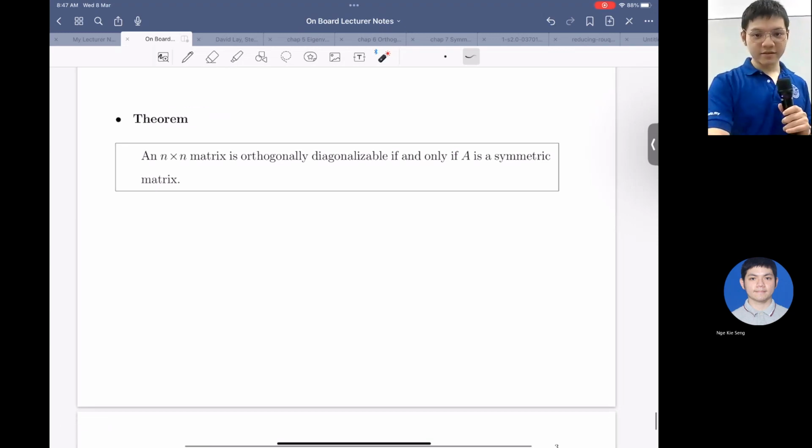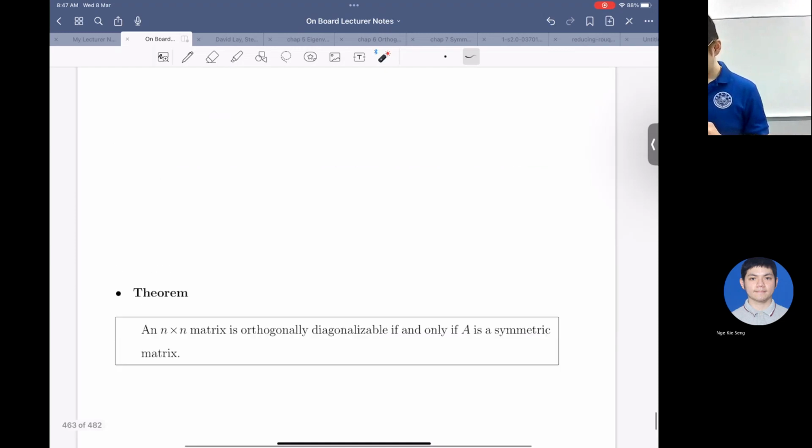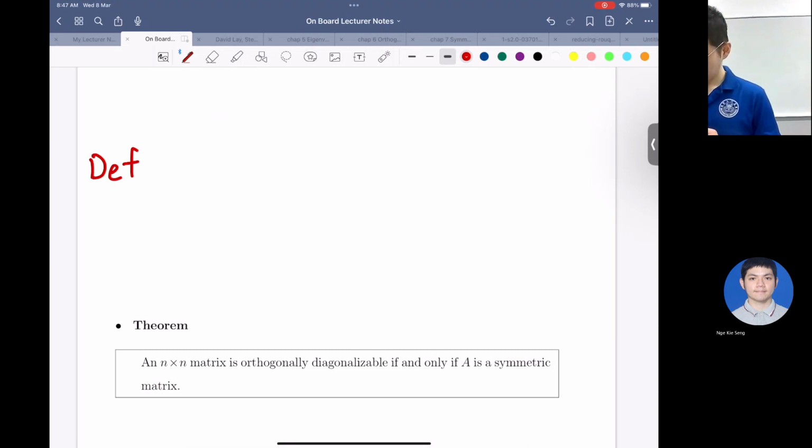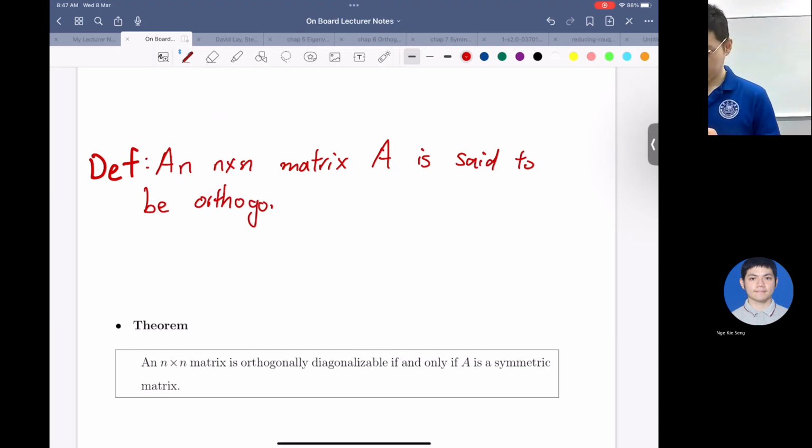So the next theorem is this. I think I should define orthogonally diagonalizable first. Okay, let's define this before we talk about this theorem. So, definition: an n by n matrix, so a square matrix, A is said to be orthogonally diagonalizable. Okay, diagonalizable you already know. So what does it mean by orthogonally diagonalizable?